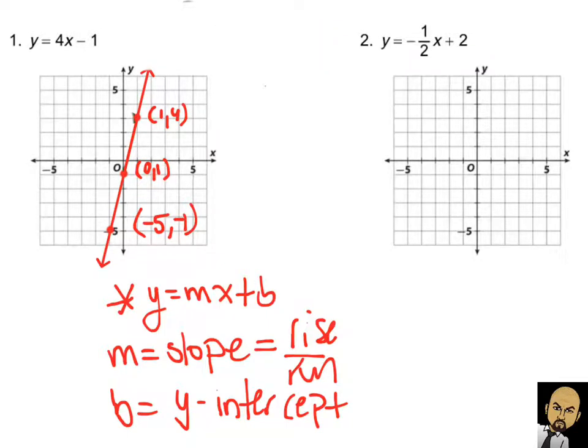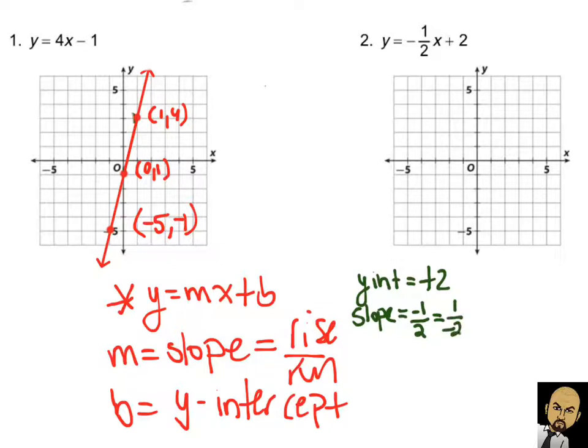So let's do problem number 2. Once again, figure out the y-intercept and the slope. In this case, the y-intercept is +2. And if you remember last year, that is your constant term. Our slope is part of the variable term. Remember last year? The coefficient of the variable term is our slope. And in this case, our slope is going to be -1/2.